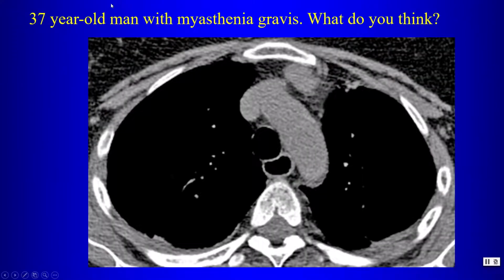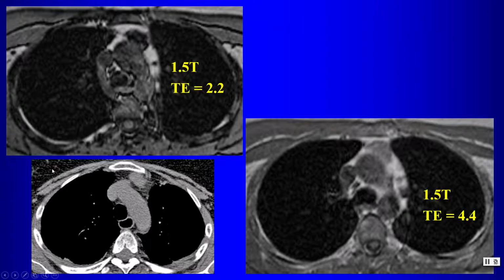Okay, so here's our next case. We have a 37-year-old man with myasthenia gravis. What do we think? Well, there's this focal nodule here within the anterior mediastinum. Of course, your first thought is going to be thymoma, but let's investigate further here. So here it is on CT.